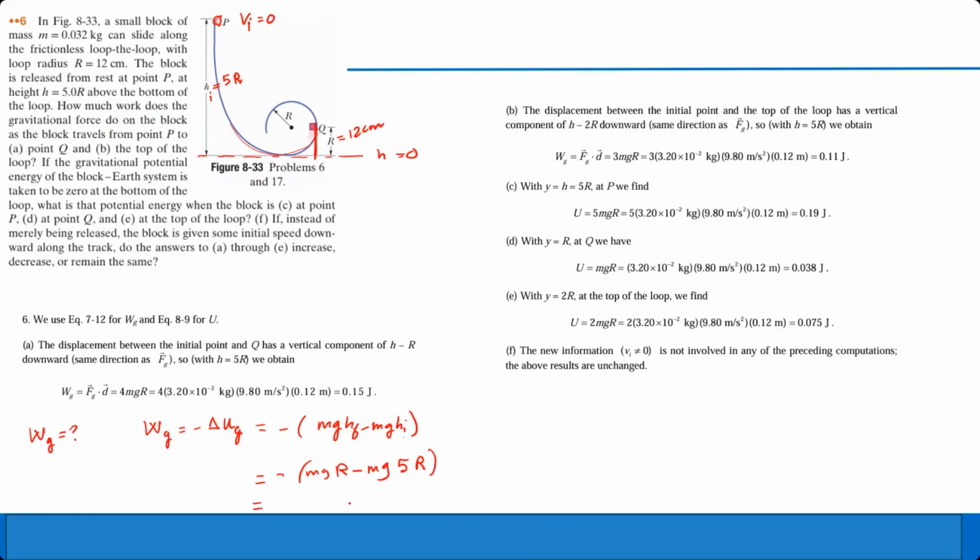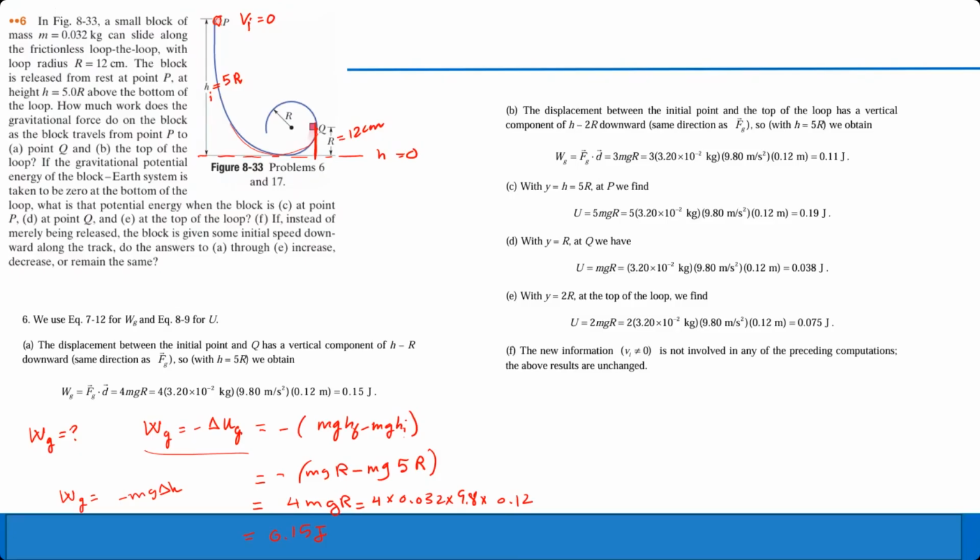So I'll get 4 mgr, which is 4 times 0.032 times 9.8 times 0.12. You get the work done to be 0.15 joules. Now, one thing I want you to be aware of, you can always use this formula or use the work done by gravity is minus mg delta h. Like that's what I did basically.